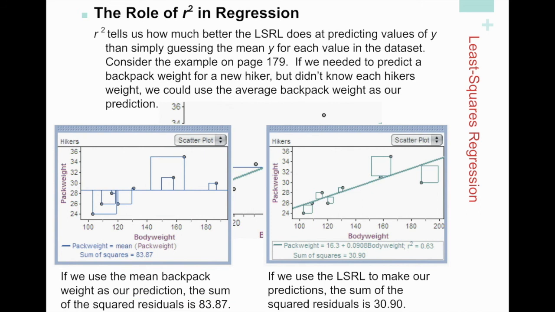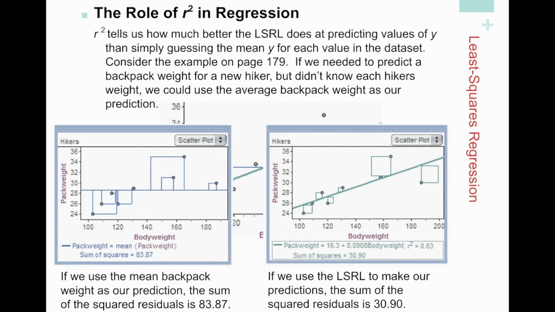So R squared tells us, and this is worth writing down in your notes, R squared tells us the percent of the variation in y that is accounted for by the LSRL model. Okay, so it tells us the percent of the variation in y that is accounted for by our LSRL, which regresses the y on the x.